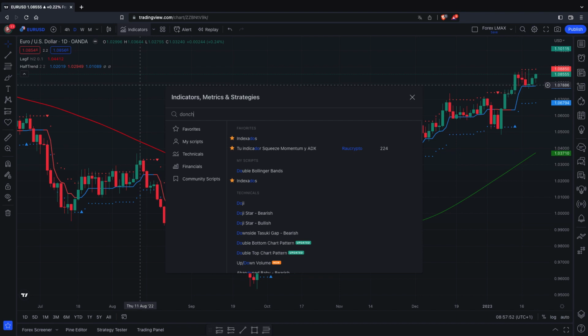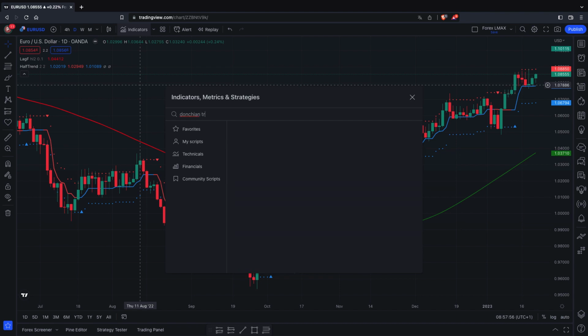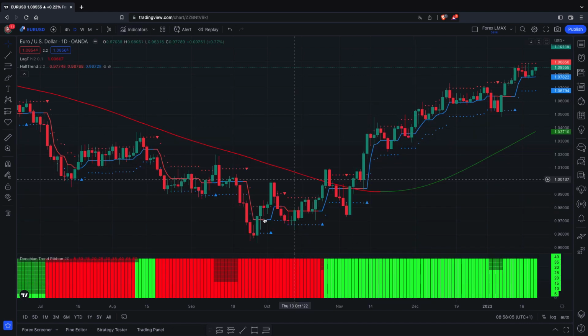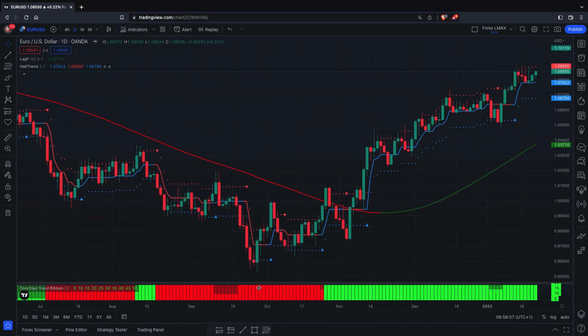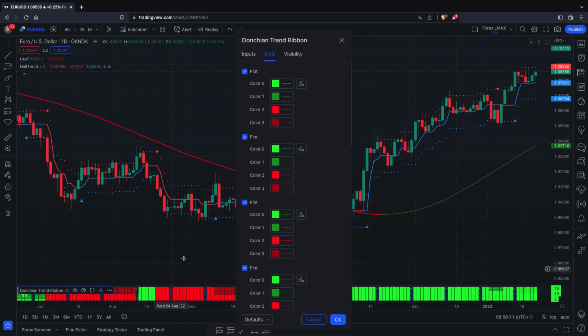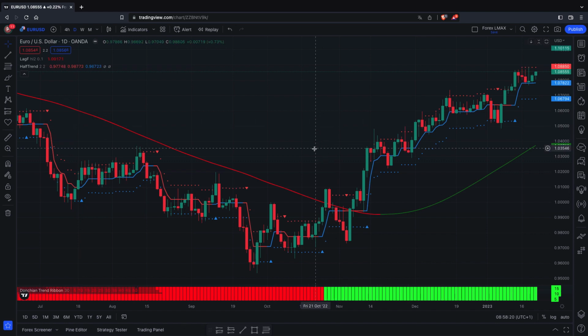Our last indicator is Donchian trend ribbon. Go to tab inputs and change the period to 30. Donchian trend ribbon will give us a confirmation to enter the trade. Green histogram for long trades and red histogram for trading shorts.